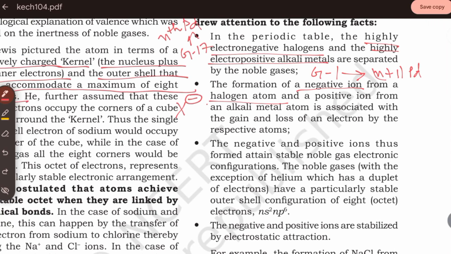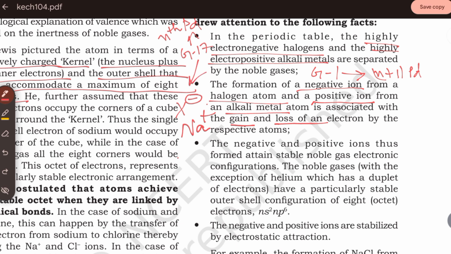Now for the positive ion, again I will talk about alkali metals. Alkali metals can be sodium, lithium, potassium. But when I'm talking about an alkali metal, group 1, let me take sodium as one example. I'll get Na plus. The halide ion is associated with gain of electron, and here the metal ion is associated with loss of electron. Halogens are associated with gain of electron and getting a negative charge.